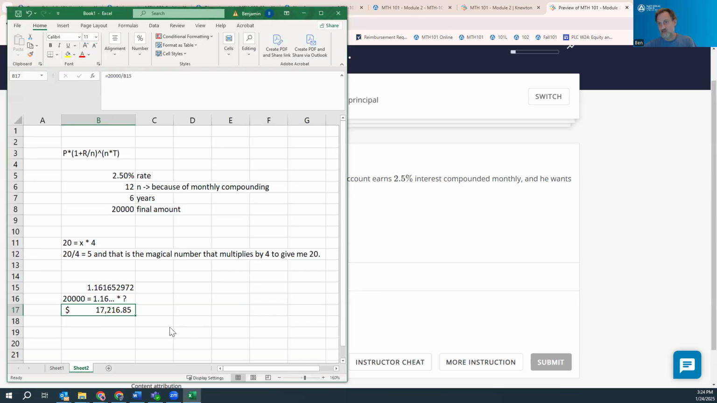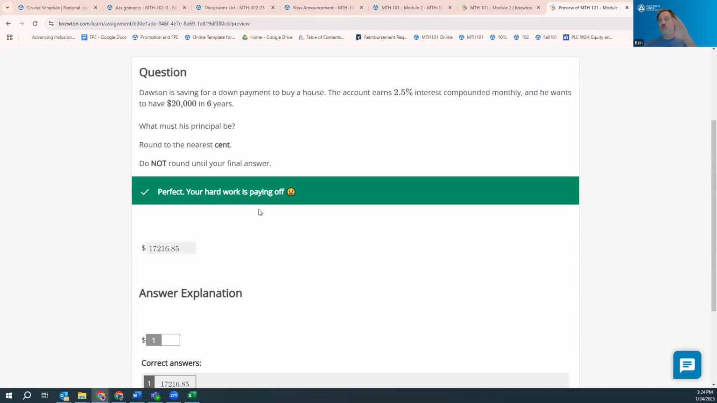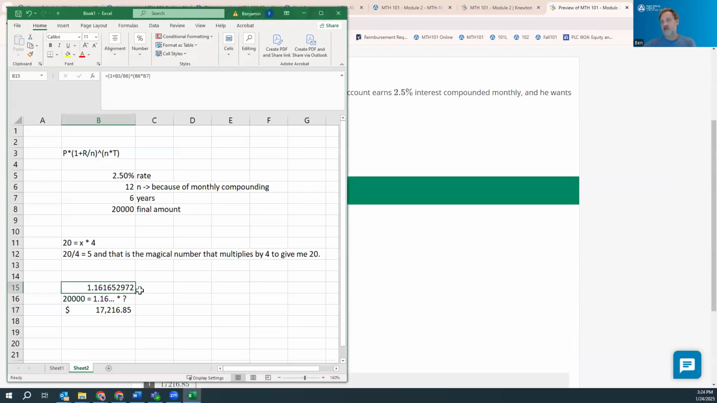Okay, so we do need to be really specific here. 17,216.85. The reason they're saying don't round until the end is because if I round this number in between, it is going to give me a different answer. Let me show you what I mean. 1.16 is approximately 1.161652, blah, blah, blah. But if I take my 20,000 and I divide it by this rounded number, I've got a different answer. It's close. It's like $25 off, but it's different. And so this is another reason why I don't want to do the rounding in between.